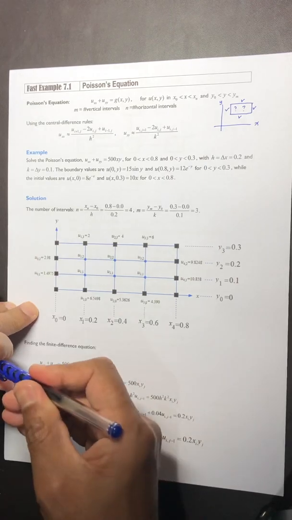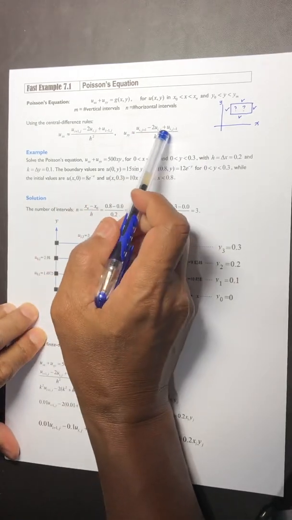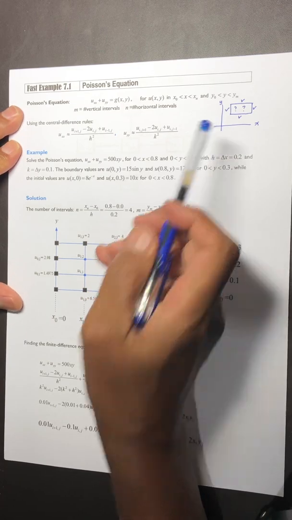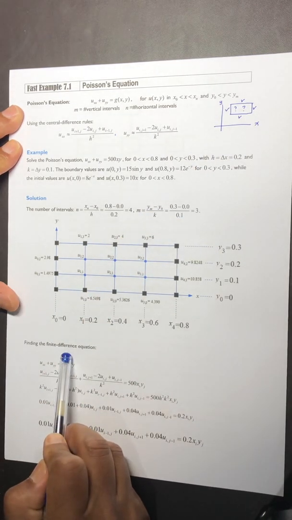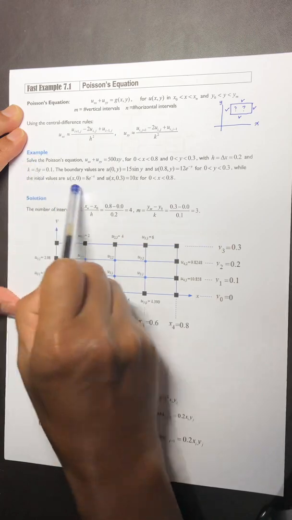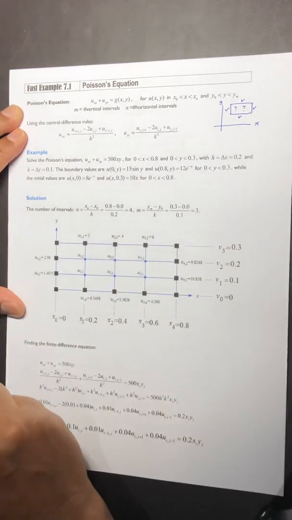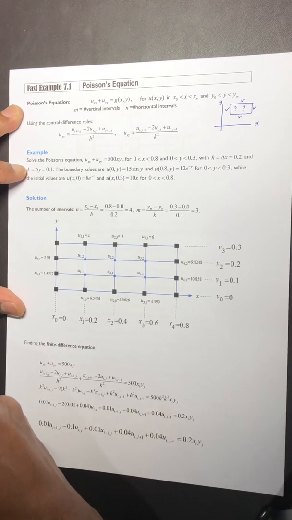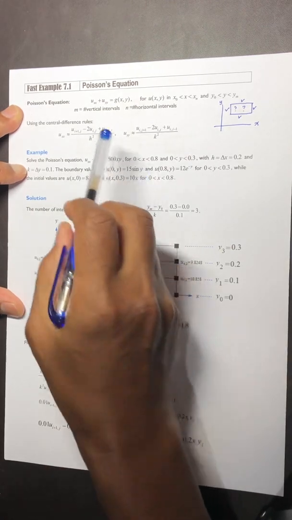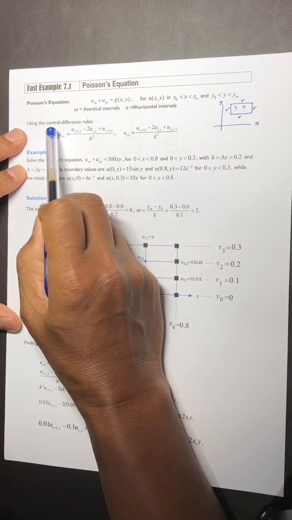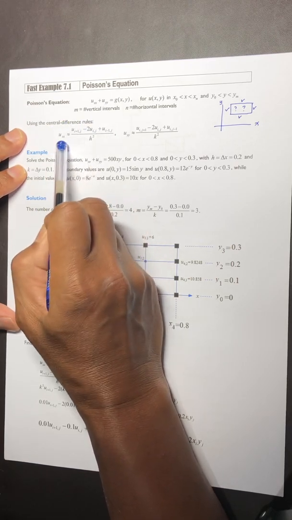So the method is going to be the finite difference formula, the finite difference equation that we need to find, in order to reduce this problem into a system of linear equations so that we can solve using the methods that we discussed in chapter 1. In order to use the finite difference formula, we start with something called central difference rules.